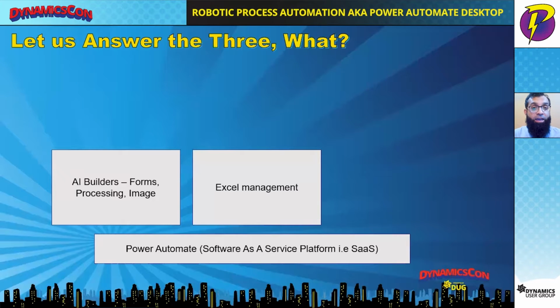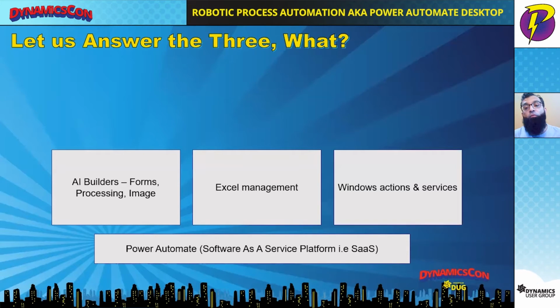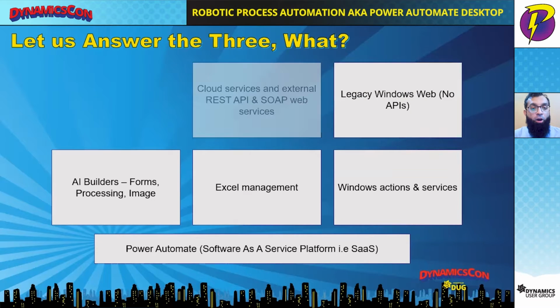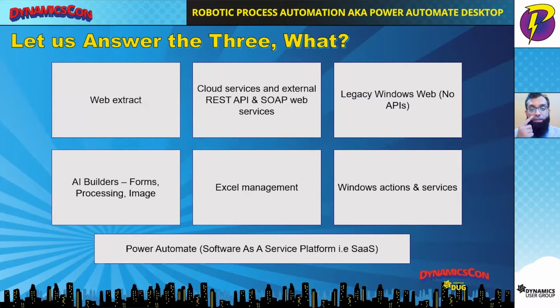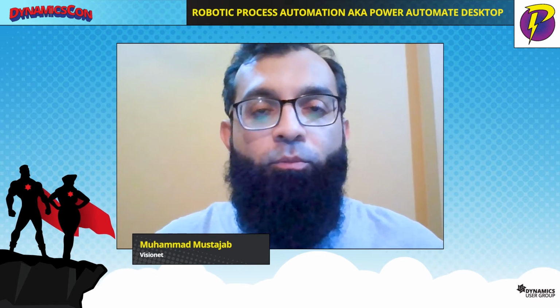It comes with a built-in AI prompt, Excel management, Windows and action services, legacy Windows app consumption, cloud-based services such as REST API or SOAP API, and web extract options. Now, keeping that in mind, if we look from a Power Automate angle, much of this information is done at the Power Automate level as well. But when it comes to Power Automate Desktop, they are slightly different compared to the options we have in Power Automate. And surely, when I give you a landscape walkthrough, it will explain this as well.